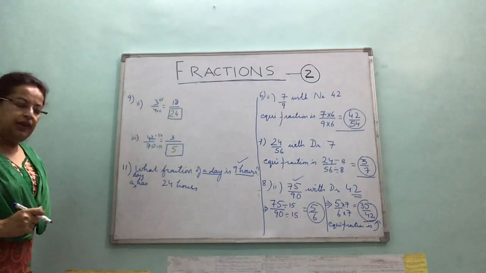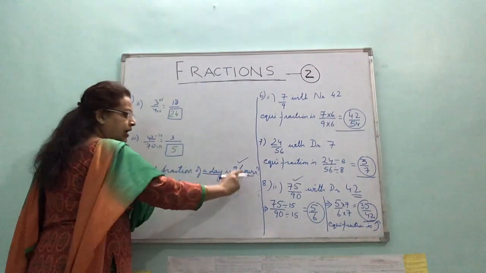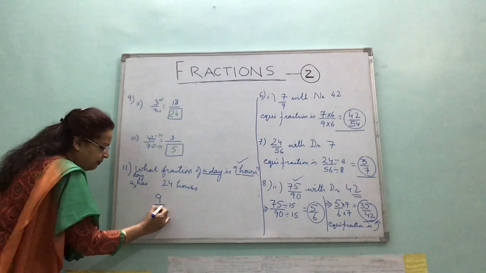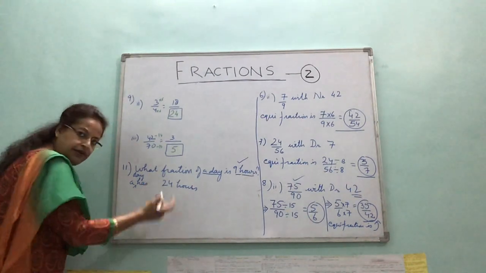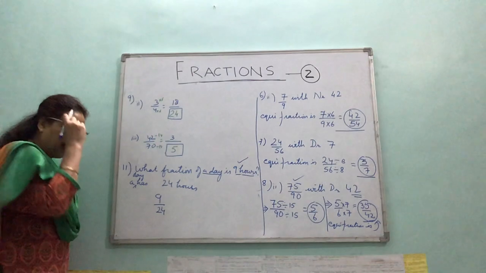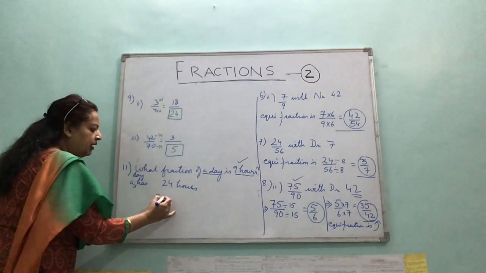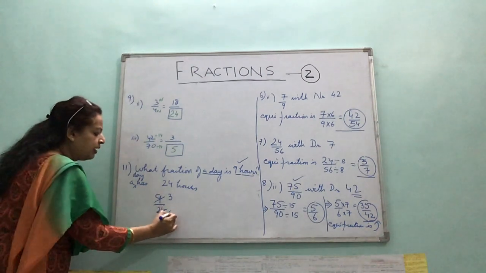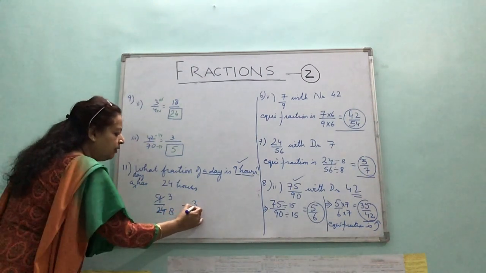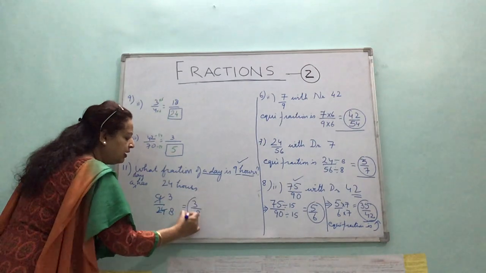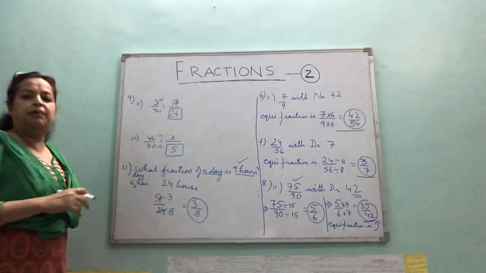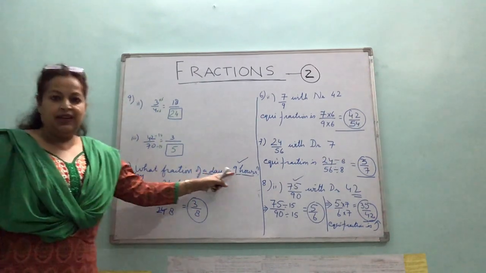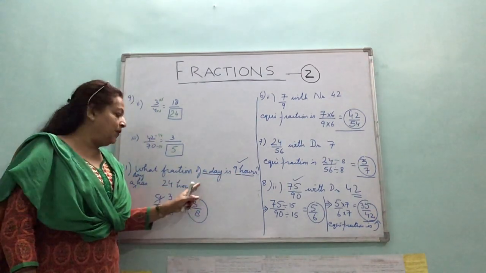A day has 24 hours. So I have to tell that 9 hours is how many parts of 24 hours. So it would be just 9 upon 24. Reduce, that is divide by the common factor. It is both reducible by 3, so I am dividing both by 3. 3 by 8. Well, what is the fraction of 9 hours to a day? It is 3 by 8. So 9 hours is 3 by 8 parts of a day.